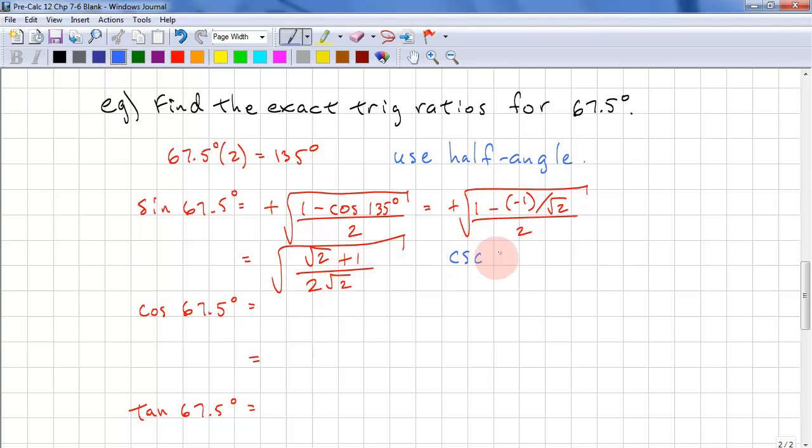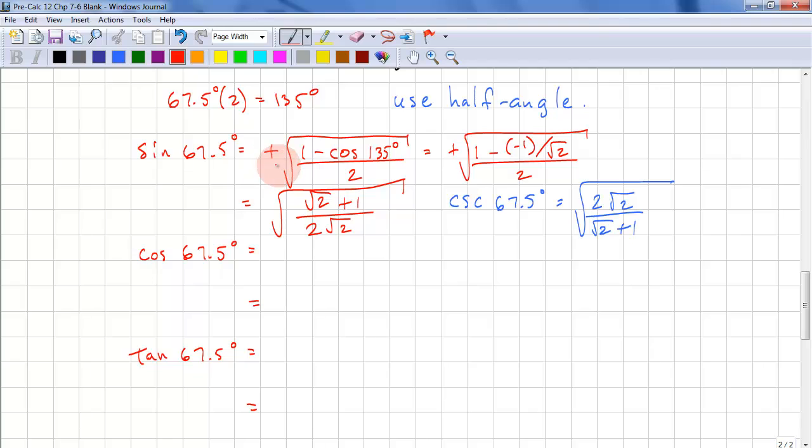Cosecant of 67.5 degrees is simply the reciprocal. So we have square root 2 root 2 over root 2 plus 1. Since 67.5 degrees is in quadrant 1, sine is positive, cosecant is positive. And in fact, all the angles are positive. The formula says plus or minus, but you have to look at where the angle is and use ATSC. All students take calculus.